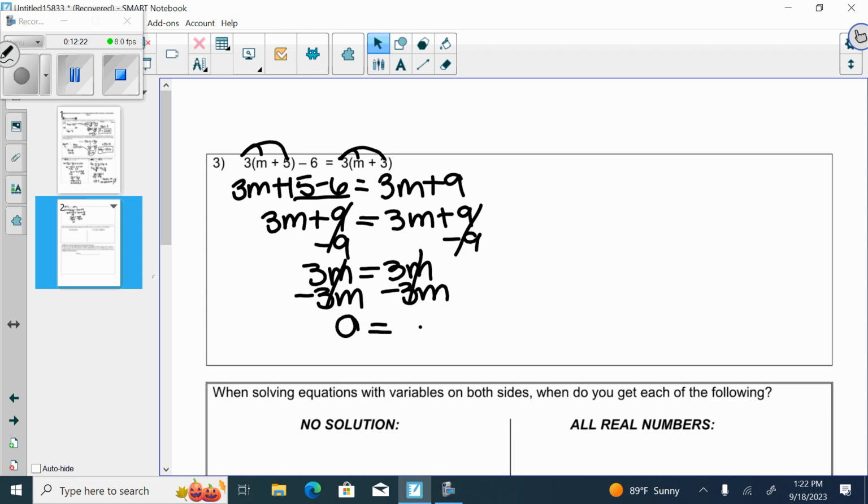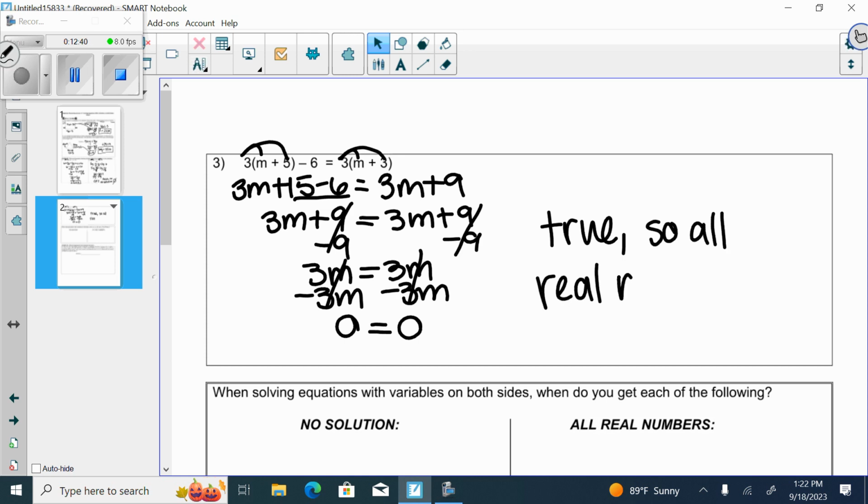So 0 equals 0. Is that true? Does 0 equal 0? Yes. Okay. Because I had a true answer, my answer would be all real numbers.